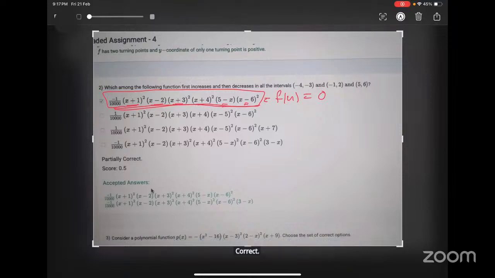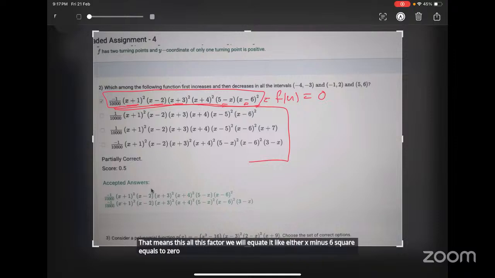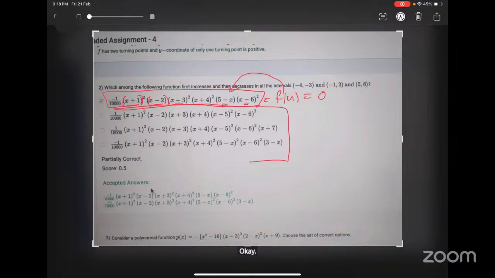That means we will equate each factor, like either x minus 6 square equals 0 or 5 minus x is 0, like that. Okay. If I express the equation in this form, these are called factors in the polynomial equation. So where I got confused is that the factors of this equation are the same as the intervals in the question. So that's where I got confused.